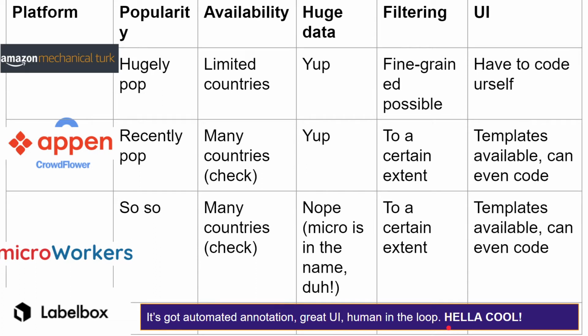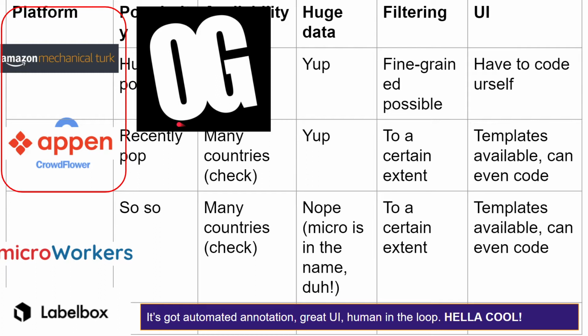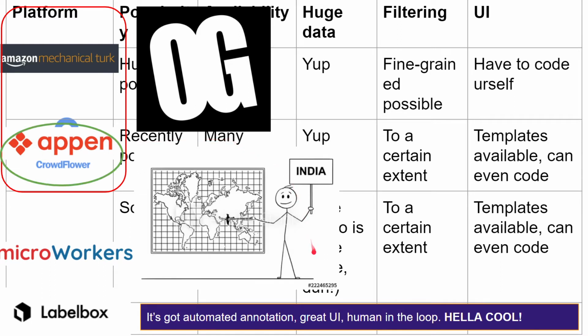However, the OGs of this annotation platform history, according to me, or as per the limited knowledge that I have, are Amazon Mechanical Turk and Crowdflower, which has become Appen now. Also, I live in India, and Amazon Mechanical Turk, as I told you, has limited access in India. It's very difficult to set it up in India.